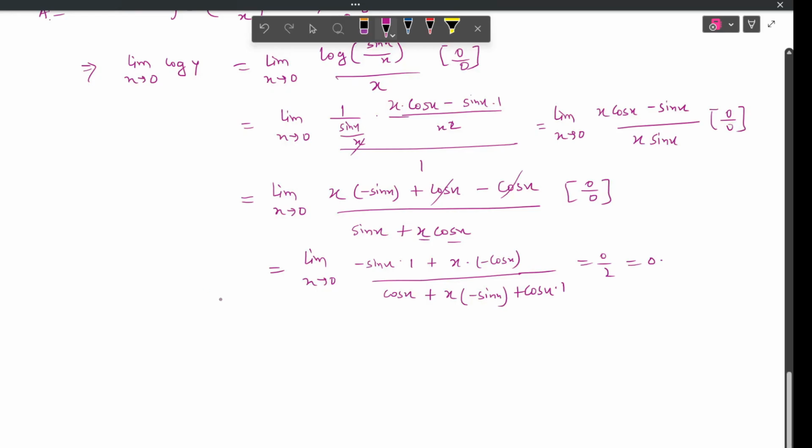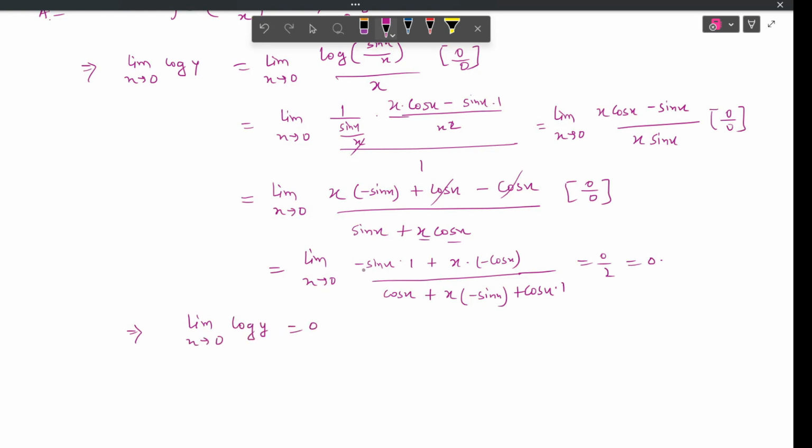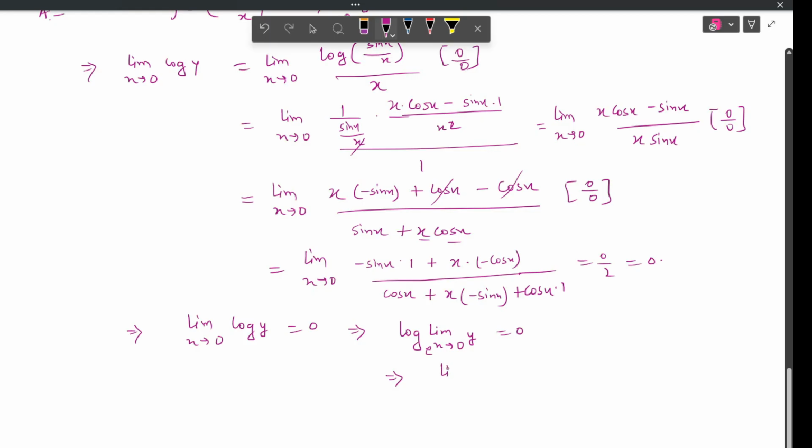Okay, and the left hand side we have limit x tends to 0 log of y, is 0. So we can say that log of limit x tends to 0 y is 0. So this is e base. So that means limit x tends to 0 y is e to the power 0. E to the power 0 is 1. So it will be 1. So our answer is 1.